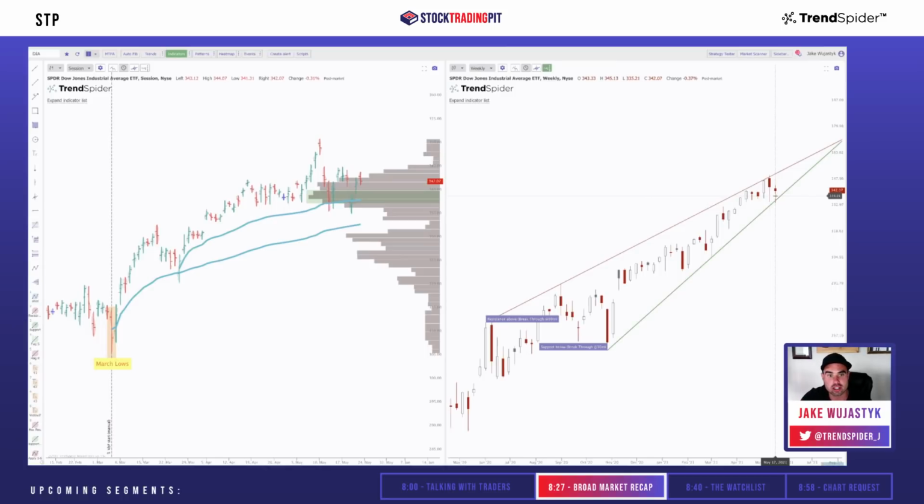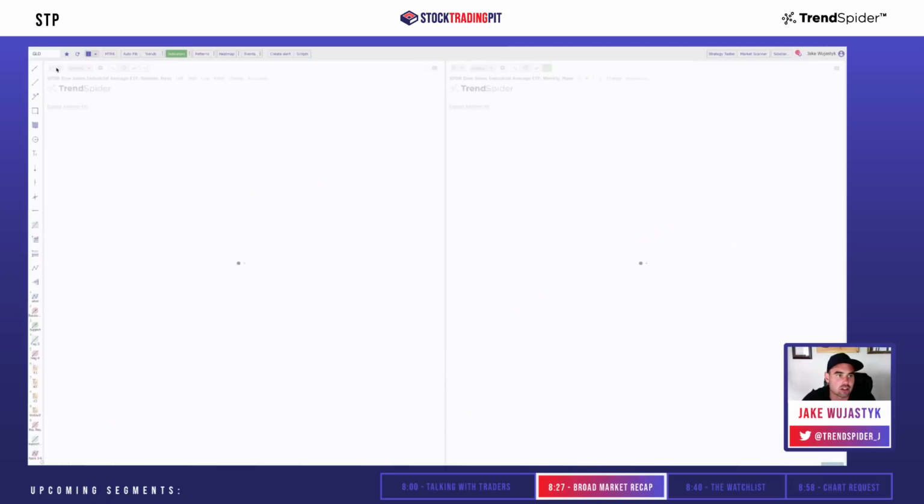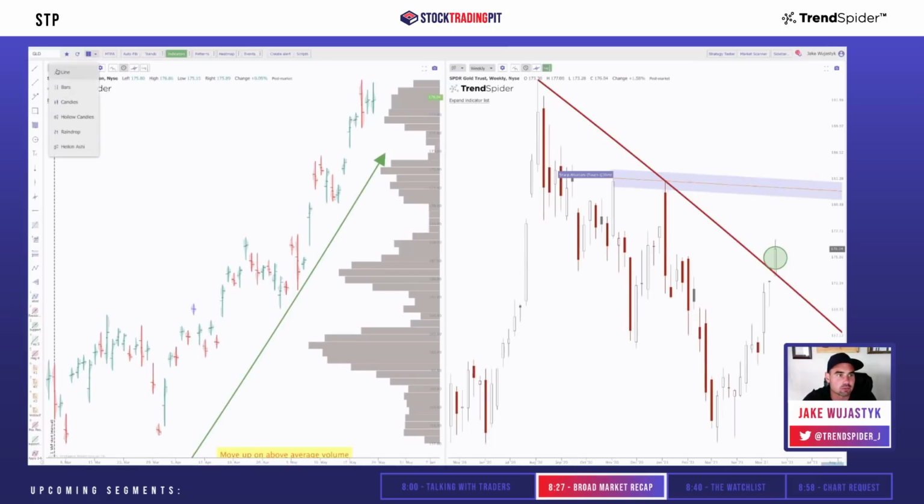Maybe you think it's a false breakdown and you want to go long. That's up to you as the individual trader. Going into GLD. GLD is another one that has really had some pretty strong relative volume moves to the upside.